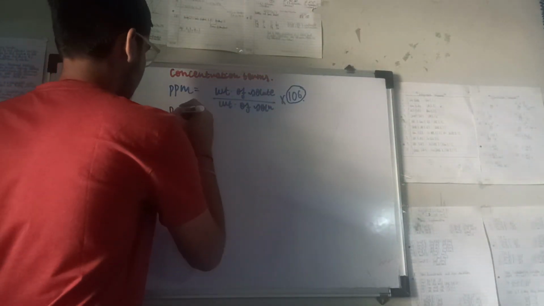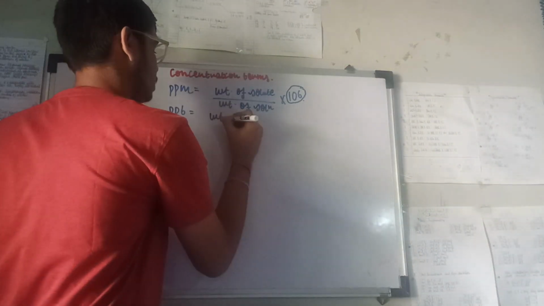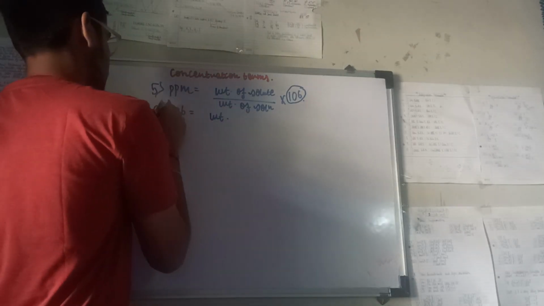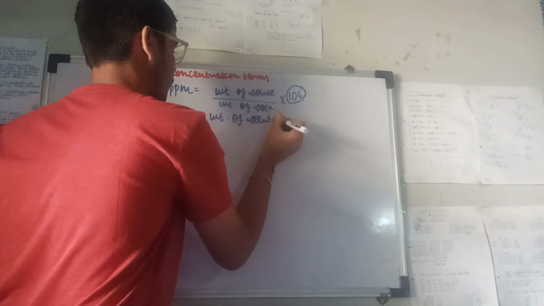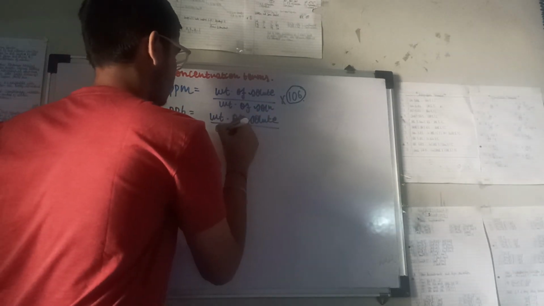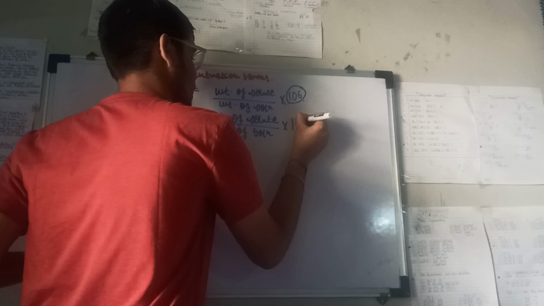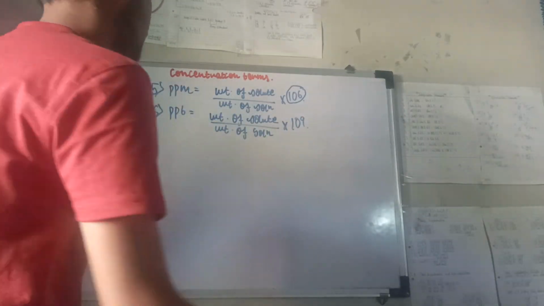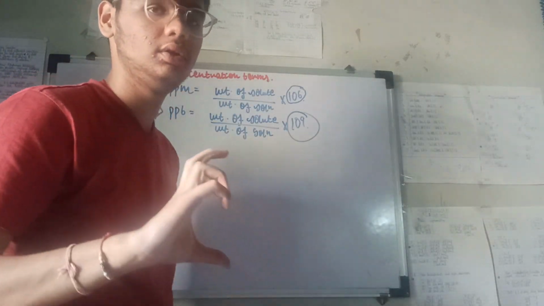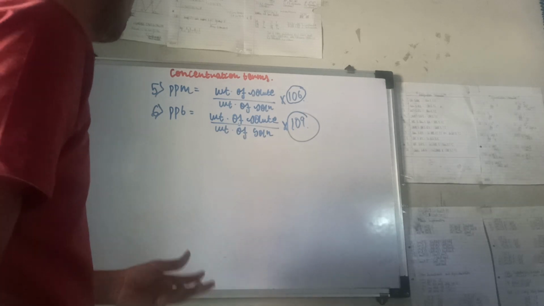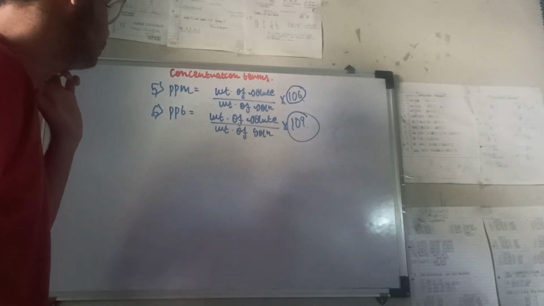Next is ppb, that is parts per billion. So this was fifth, and this is sixth. Weight of solute by weight of solution into 10 to the power 9. That is billion, which you can analyze by 10 to the power 9. So chloroform content in organic solvent, that we can calculate by parts per billion.